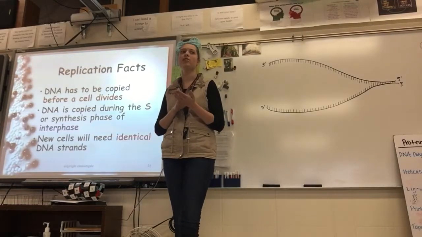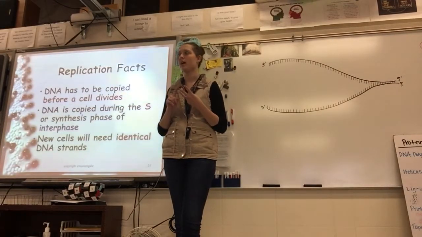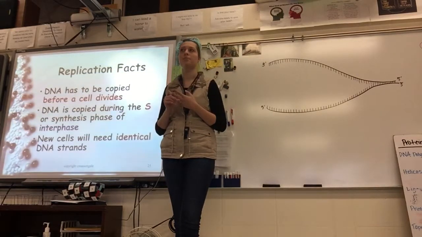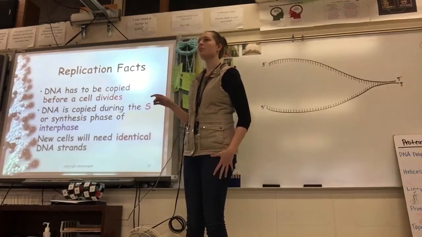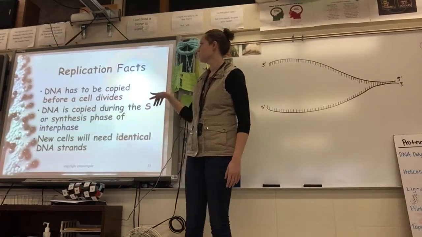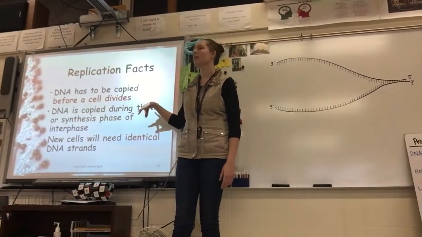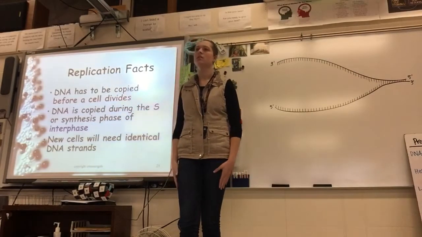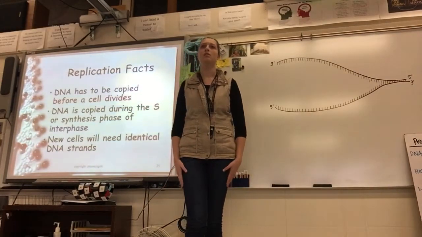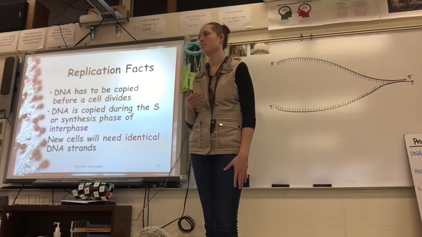So this is happening during interphase. And interphase is 3 parts, our G1, S, and G2. And it happens during that S phase. There might be some blanks on there. So DNA has to be copied before a cell divides. It's during the S phase. And those two cells that come out of mitosis need to have the identical amount of DNA.